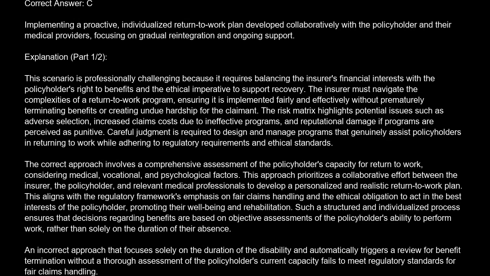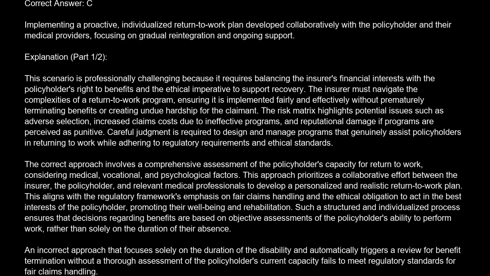The correct answer is C. Implementing a proactive, individualized return-to-work plan developed collaboratively with the policyholder and their medical providers, focusing on gradual reintegration and ongoing support. Explanation: this scenario is professionally challenging because it requires balancing the insurer's financial interests with the policyholder's right to benefits and the ethical imperative to support recovery.